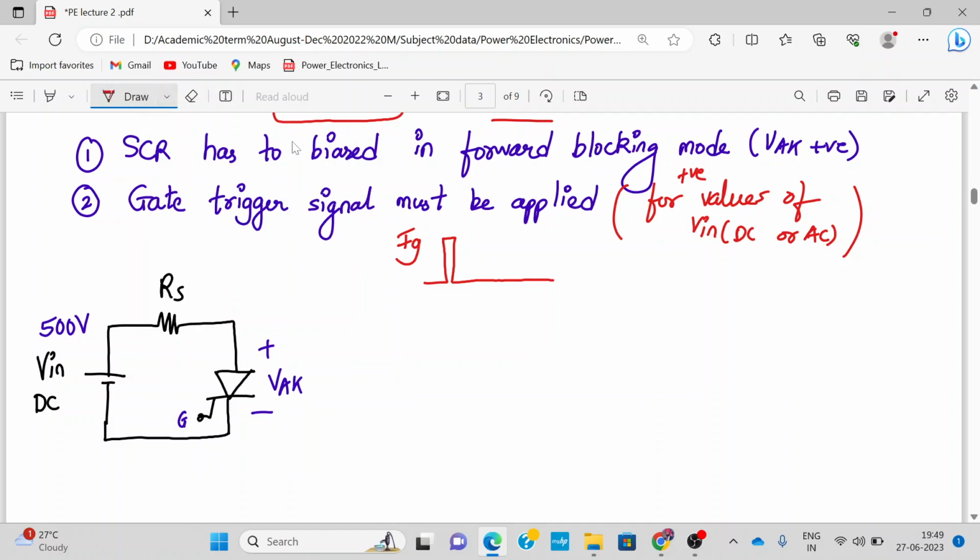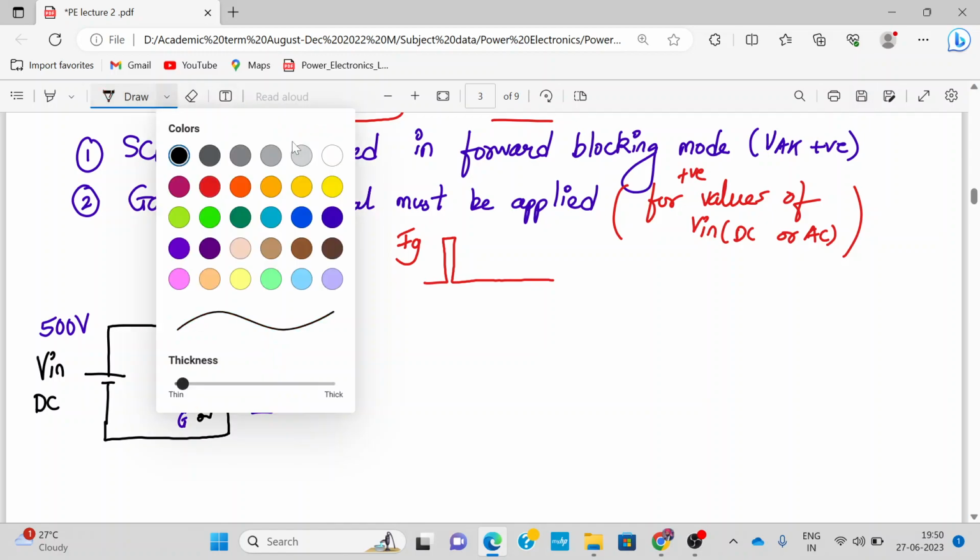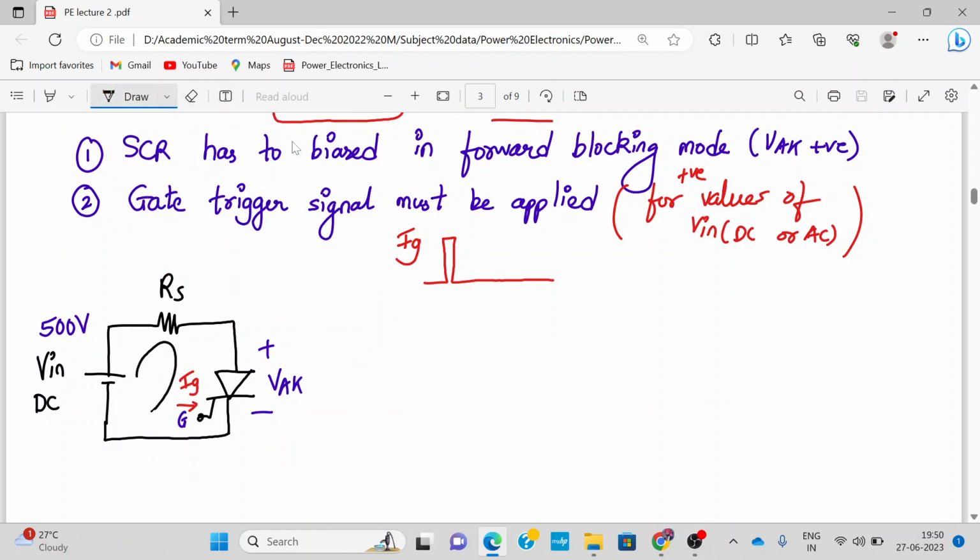And let's say I have applied my gate trigger. I am representing it in the form of IG. Now remember this gate signal or gate current is of very low magnitude. It's in milliamperes, not in amperes. Whereas the current flowing through the circuit, the anode to cathode current, let me call it IA, is in amperes. Okay. So we have to distinguish between them. Your IA is in the range of amperes, and IG, the gate trigger pulse, is in the range of milliamperes. So this is very, very important to understand.